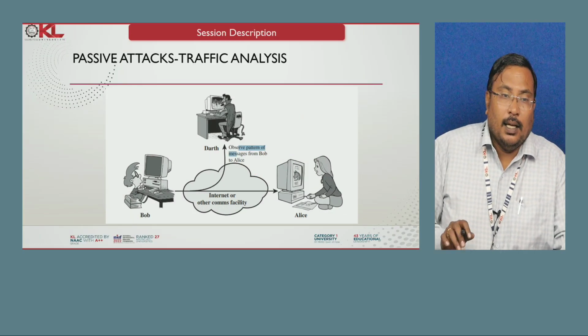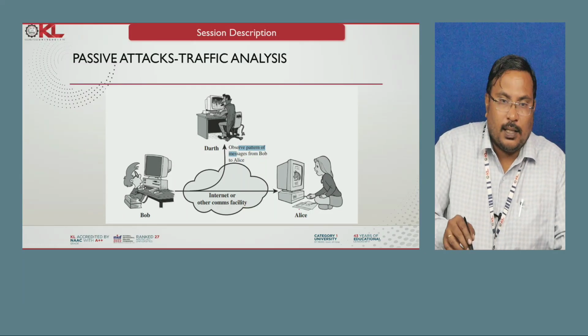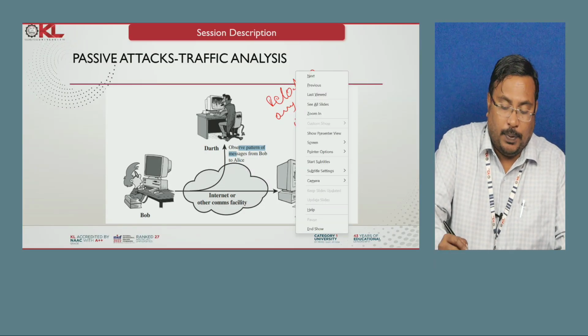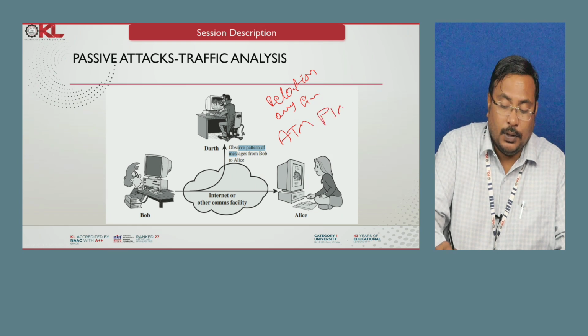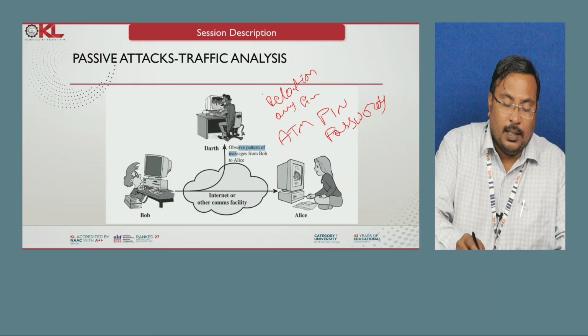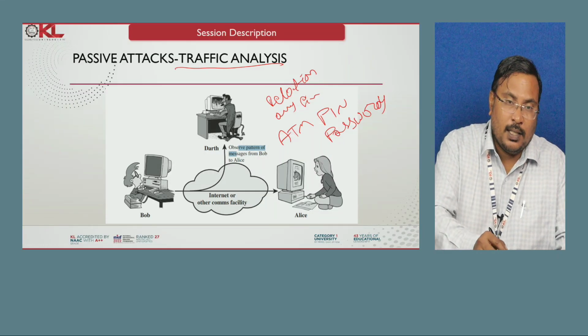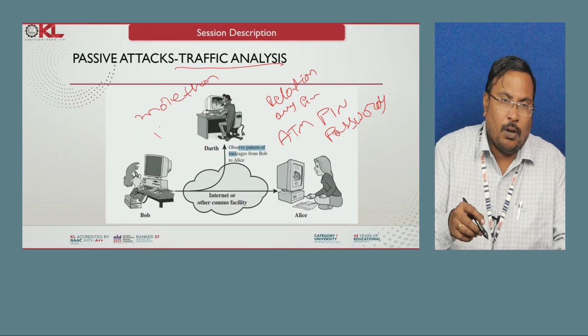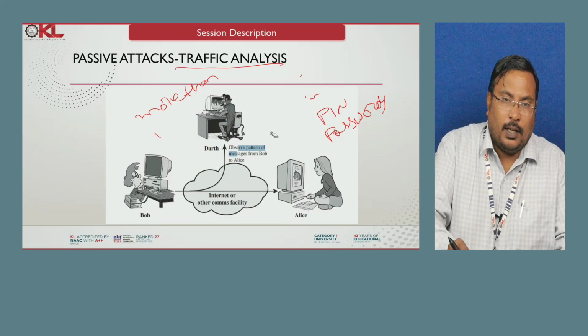Coming to the second attack, traffic analysis. Bob sends a message to Alice, and the intruder observes the pattern of the messages from Bob to Alice. So what is the relation between these two persons? Any financial data sent, like an ATM pin, passwords, these kinds of things may be sent. What pattern are they going to use? All these things will be analyzed by using traffic analysis. Traffic analysis can be done over more than one message; by using one message it is not possible to do traffic analysis.